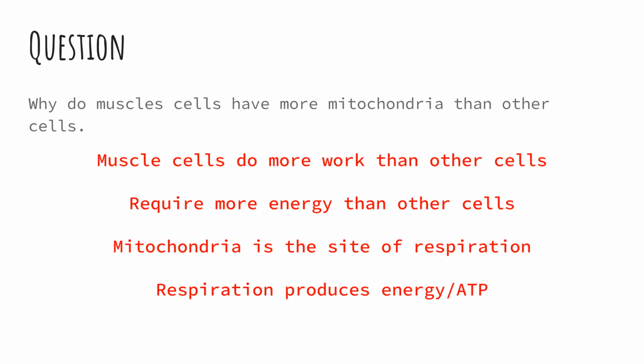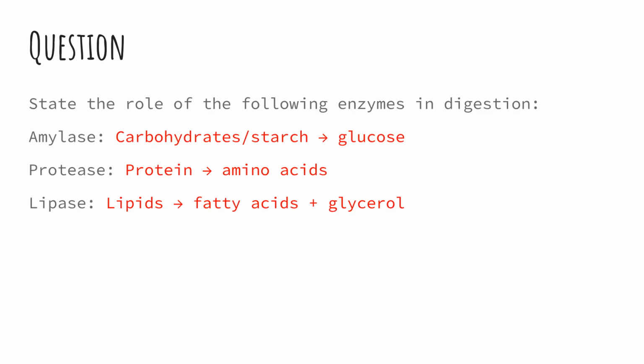Why do muscle cells contain more mitochondria? Because these cells perform significant work. They require more energy. Mitochondria are the sites of aerobic respiration, the very process that produces the ATP needed for that energy. In digestion, specific enzymes handle different nutrients.